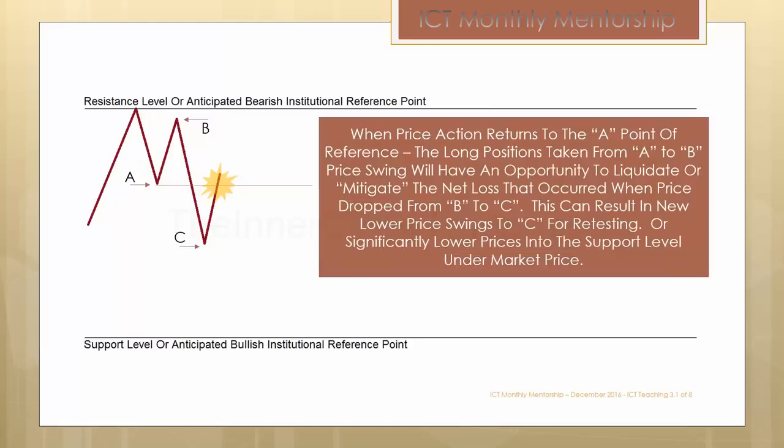When price action returns to the point A reference, the long positions taken from A to B price swing will have an opportunity to liquidate or mitigate their losses that occurred during the price move from B to C. Now this can result in new lower price swings to C for retesting, or a significantly lower price move into a support level that's under the market price.